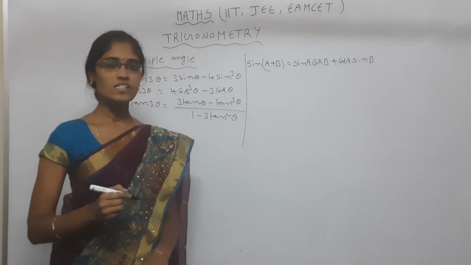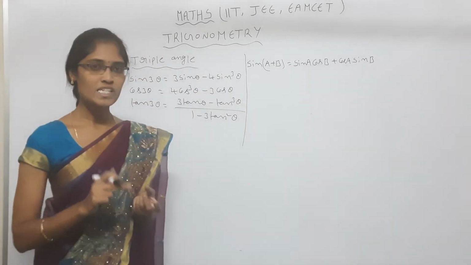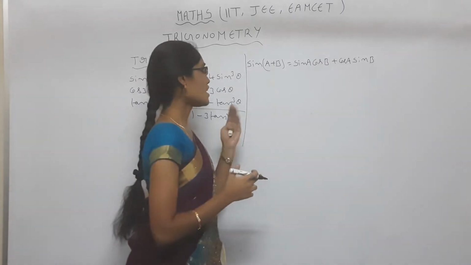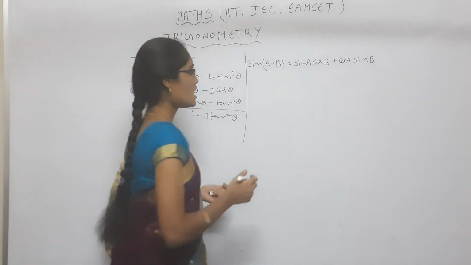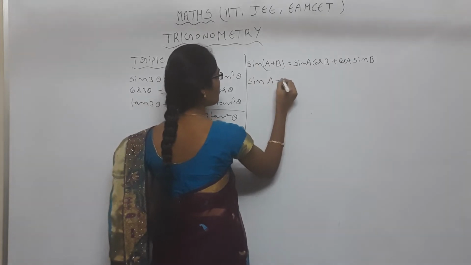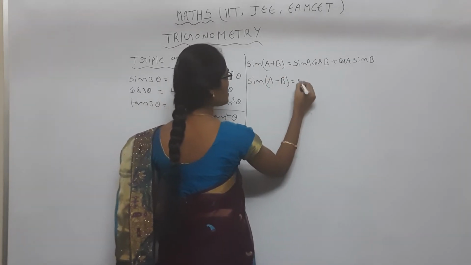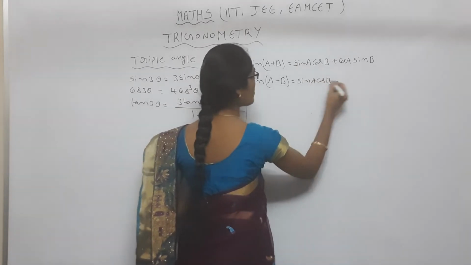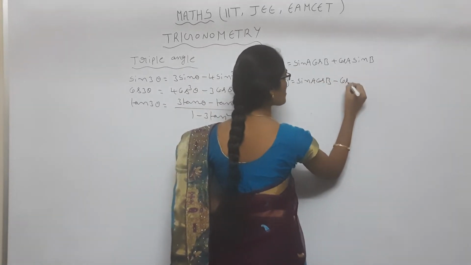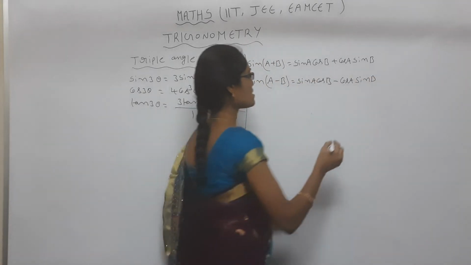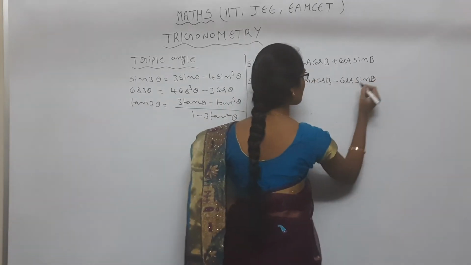These four formulas are there: sin of A plus B, sin of A minus B, cos of A plus B, cos of A minus B. Okay, see here carefully. Sin of A plus B is equal to sin A cos B plus cos A sin B. Sin of A minus B is equal to sin A cos B minus cos A sin B. See here, only the minus is the difference.